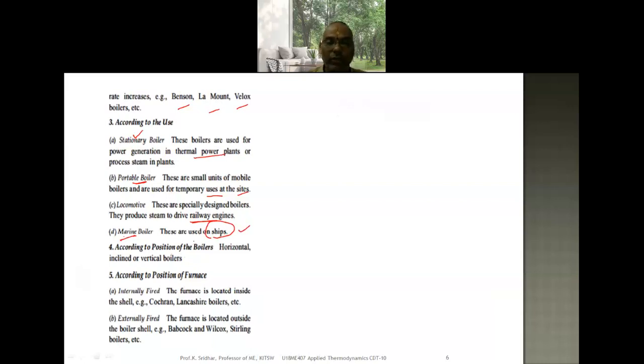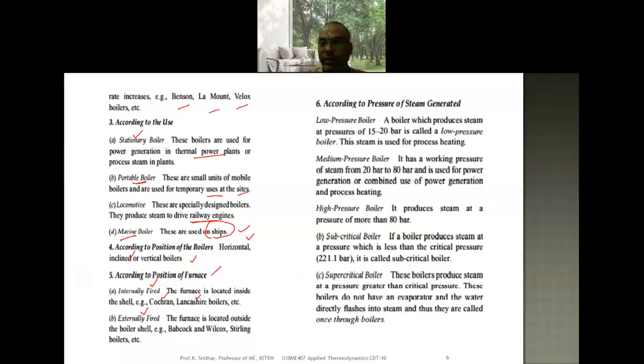Next, according to the position of the boilers, these are classified into horizontal boiler, vertical boiler, as well as inclined boiler. The next classification is the position of the furnace. If the firing is taking place internally, then it is known as internally fired. The examples are the Cochrane boiler, Lancashire boiler, etc. And if the firing is taking place outside of the furnace, then it is known as externally fired boilers. Examples are Babcock Wilcox, as well as Stirling boilers, etc.